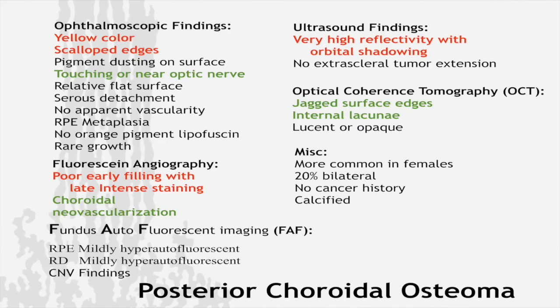And oftentimes patients are quite surprised that they can actually develop bone inside their eye. But that's what it is. It's a piece of bone underneath the retina. They tend to be yellow. They have scalloped edges, unlike the other tumors. They tend to be relatively flat. They're often next to the optic nerve. On fluorescein, they can develop new blood vessels primarily at the edges.